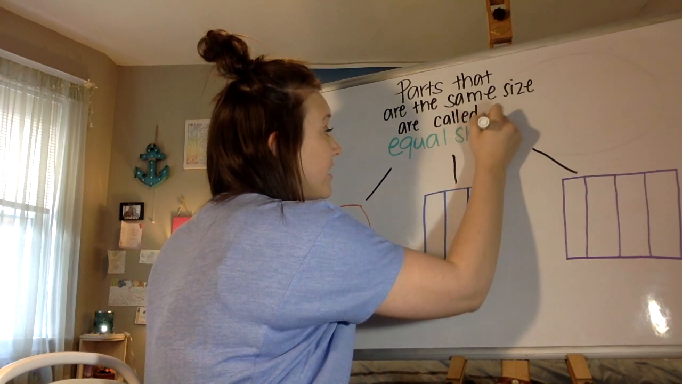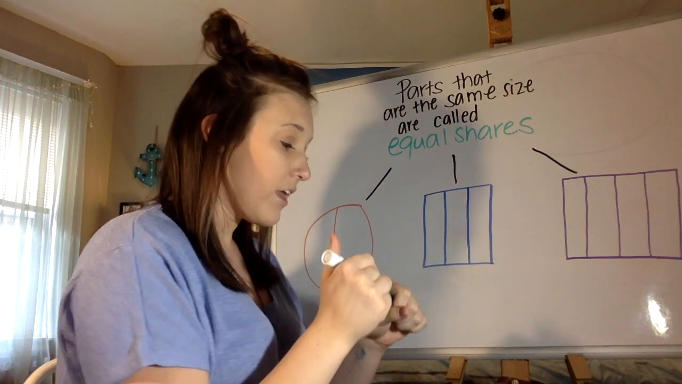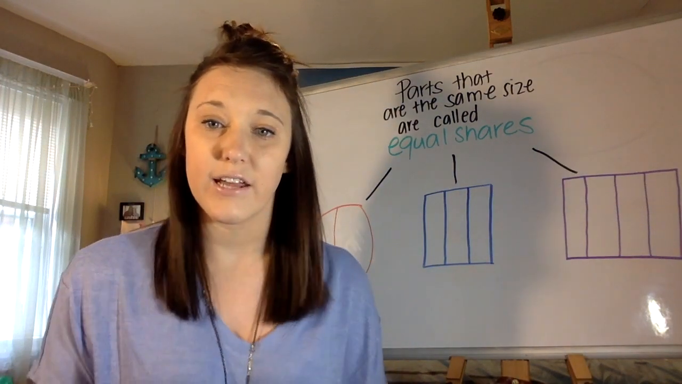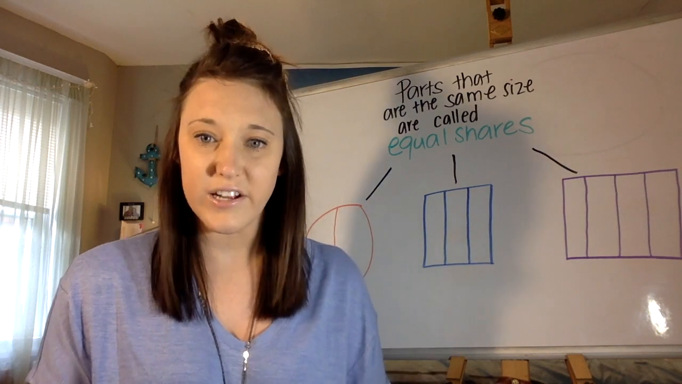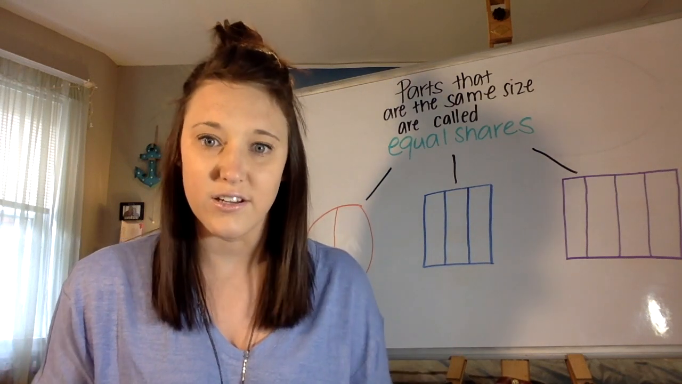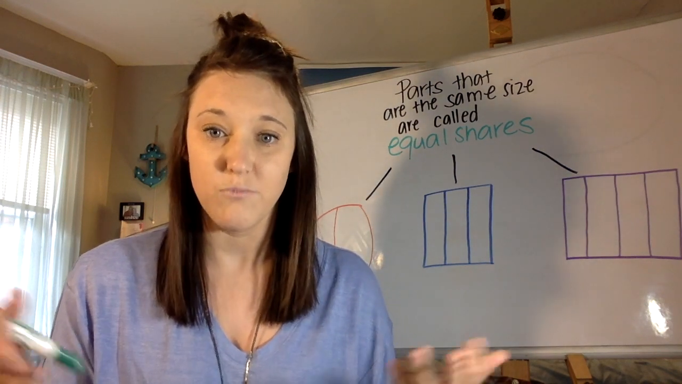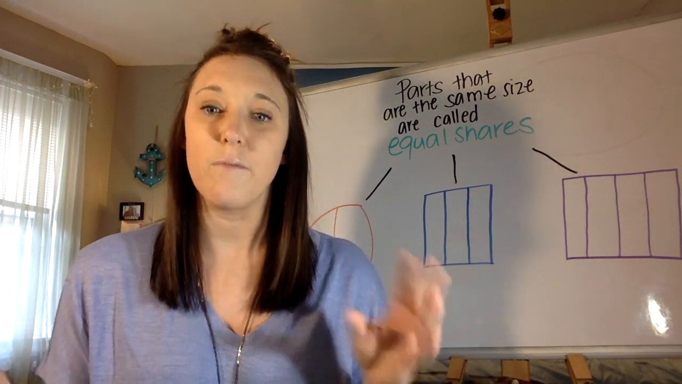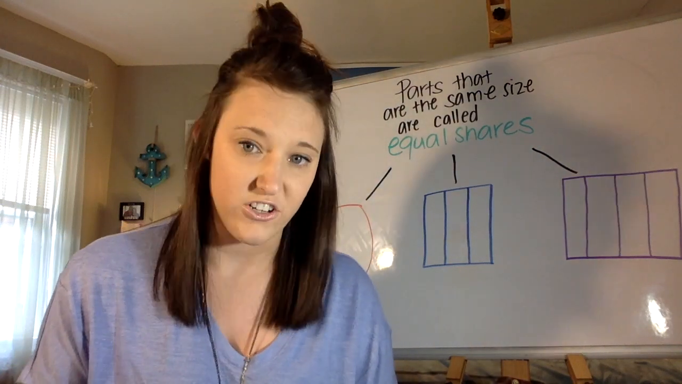Equal shares. A way that I like to think about making equal shares is if I'm hanging out with my friends and I've got 6 friends hanging out and I have 6 cupcakes, well, each of my friends will get a cupcake. So I'm giving out the cupcakes equally. That's kind of what we're going to be thinking about when we're thinking of fractions.